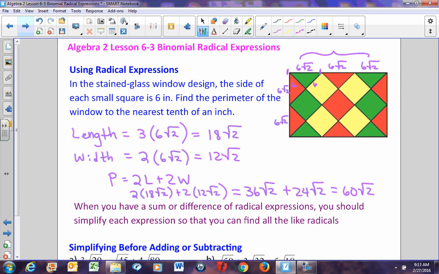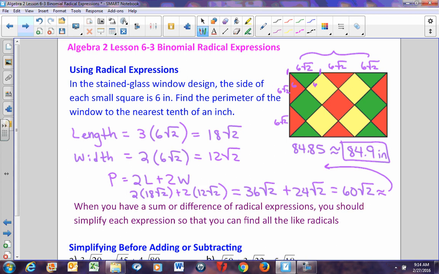But I want it to the nearest tenth of an inch, which means we actually have to just put it in the calculator. So if I put 60 times the square root of 2 in my calculator, I'm going to get 84.85. We want it to the nearest tenth of an inch, so 84.9 inches. So the perimeter of this stained glass window is approximately 84.9 inches.